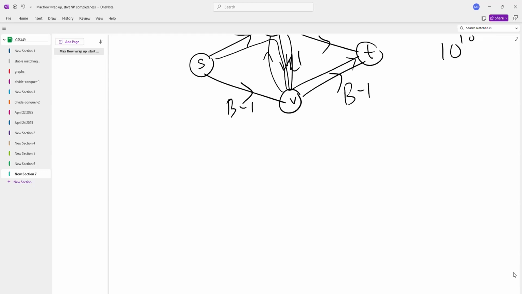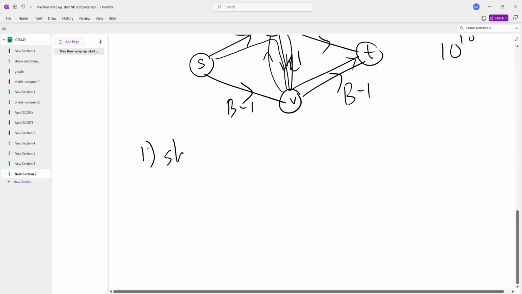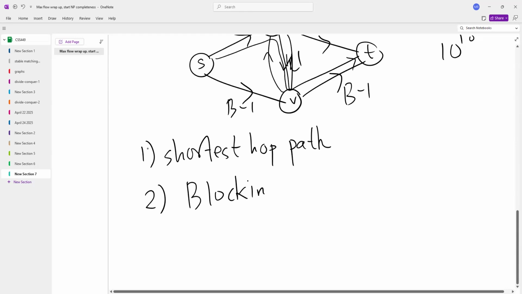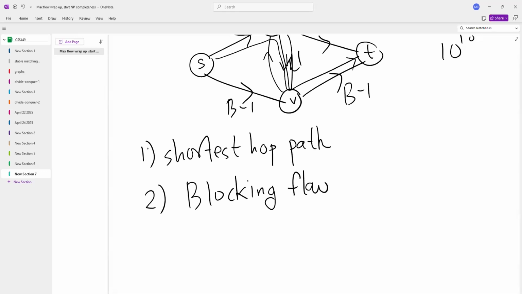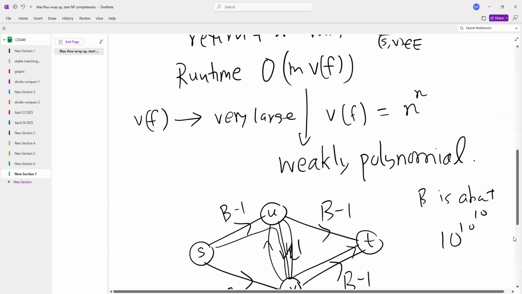So there are two ideas. One is a very simple idea, using shortest hop paths. And the other idea is about something called a blocking flow. If you combine these two ideas, we can take Ford-Fulkerson and improve it into what is called a strongly polynomial algorithm, where we don't have the dependency on the capacity. Okay, so let's first talk about the shortest hop path.